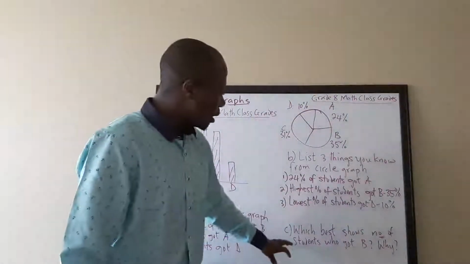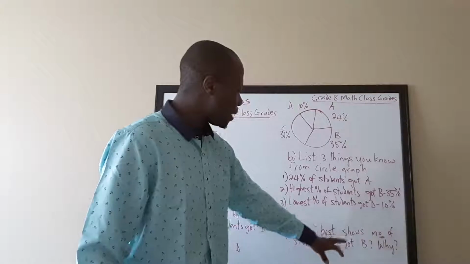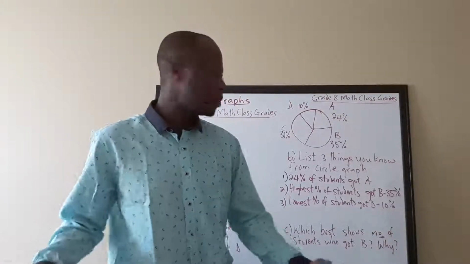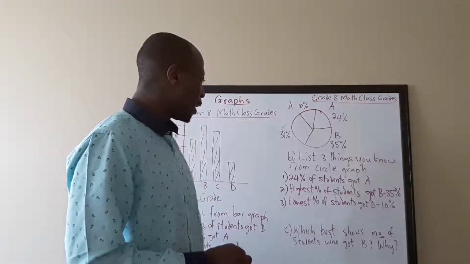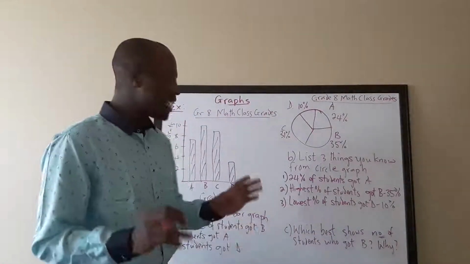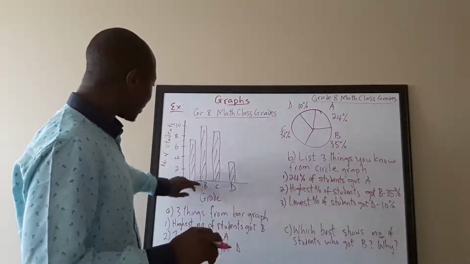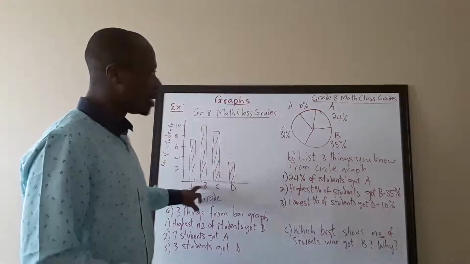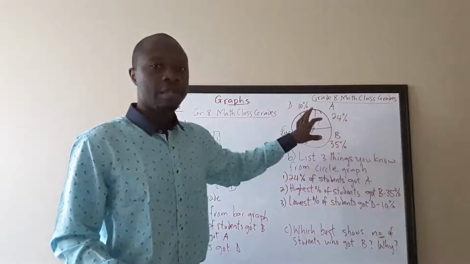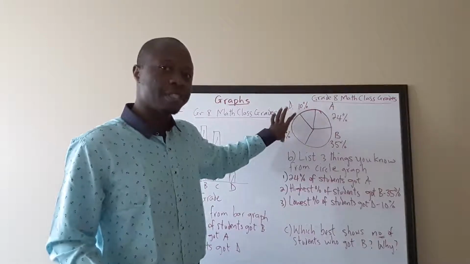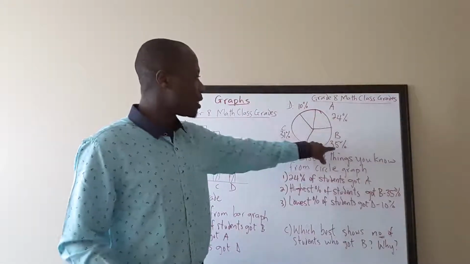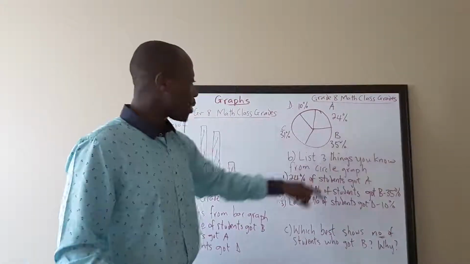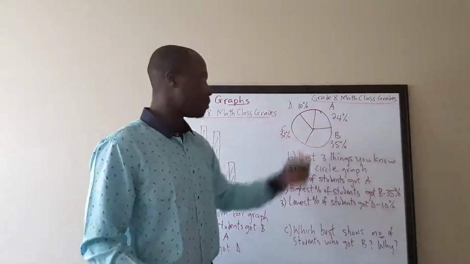Now, which of the graphs best shows the number of students who got B? Well, the graph that best shows this is the bar graph. Why? Because I can literally come here and I can see that 10 students got B. Over here, I can't. And unfortunately, that's a disadvantage for the circle graph. All I can tell you here is 35% of the total number of students got B. I can't tell you that 10 students got B.